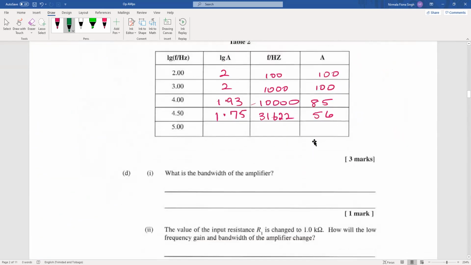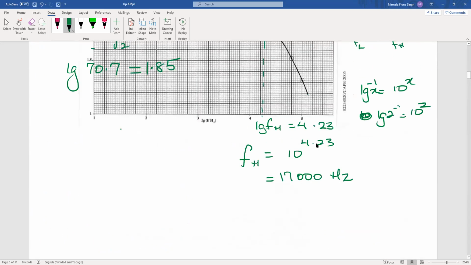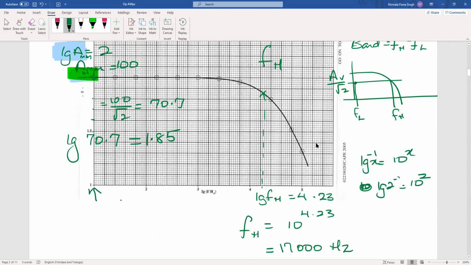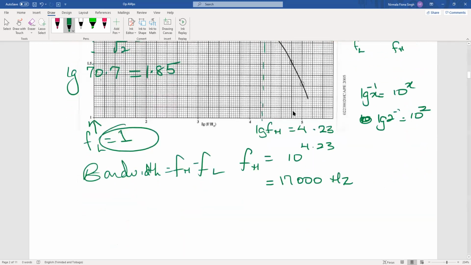So going down, you would have gotten the bandwidth of the amplifier. All you had to do now, let's just scroll back up, was to read off this value at the top here. You find your FL is equal to 1. Your bandwidth is equal to FH minus FL. So this is where you had to go back and convert this to regular decimal numbers, not log numbers, to get your subtracted value. Please remember to convert this.